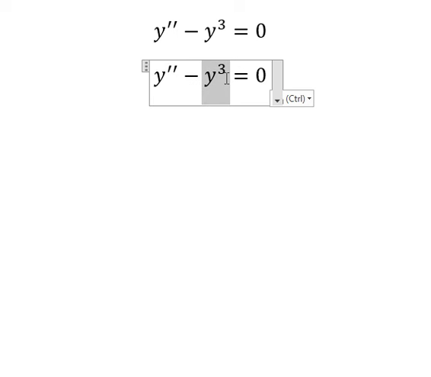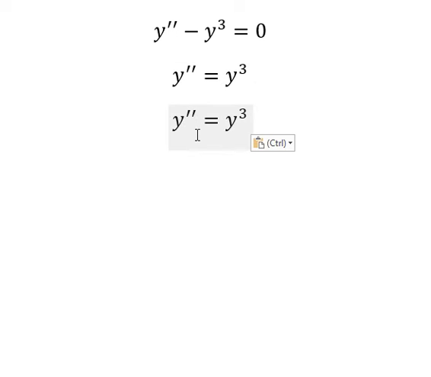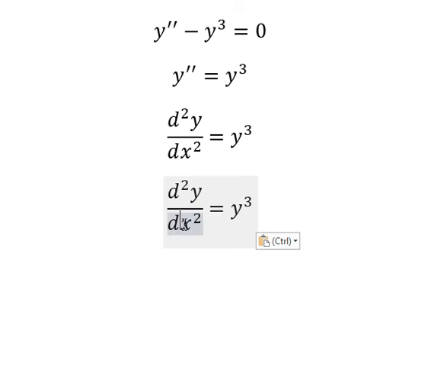So I will put this one to the right. And then this one I can put into d²y over dx². This is about the second derivative of the function. So this one I will put on the right, y to the power of 3 we put on the left.